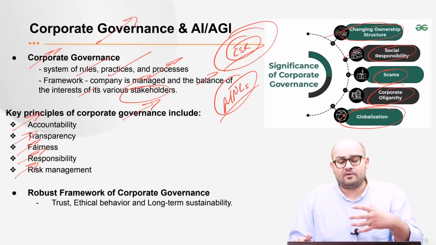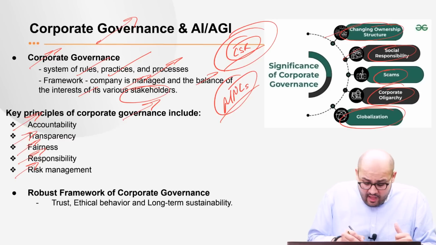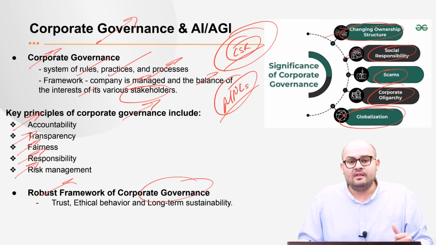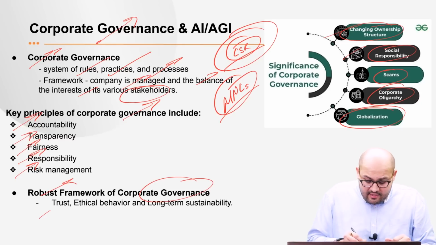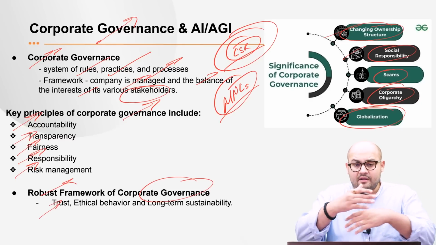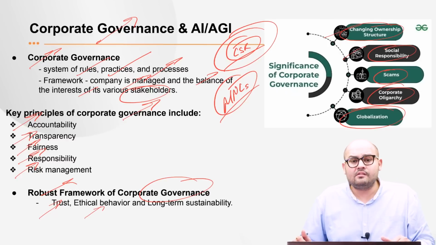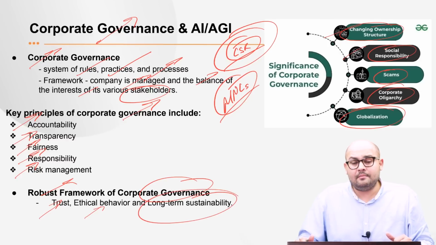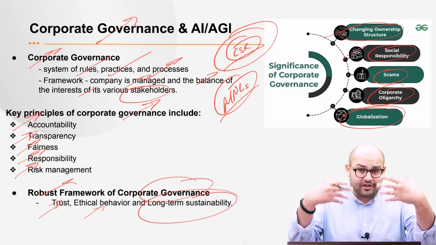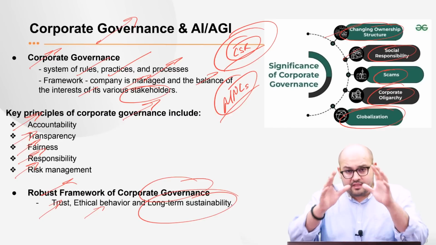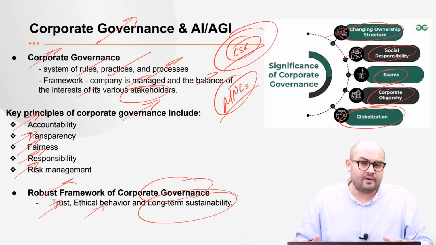Now, this becomes important, therefore, that we need to have a robust framework of corporate governance. And only this can ensure that there is more trust among different stakeholders, there is more ethical behavior by different stakeholders, and there is long-term sustainability when we talk about the functioning of the corporates, right? Now, this is a basic outline with respect to corporate governance.